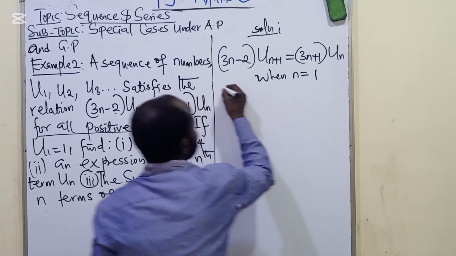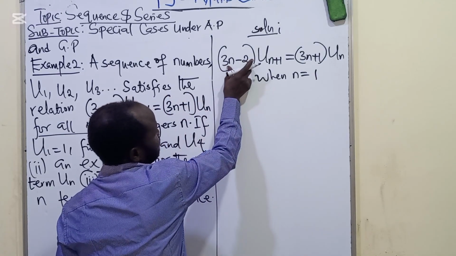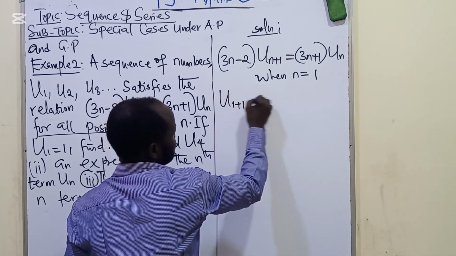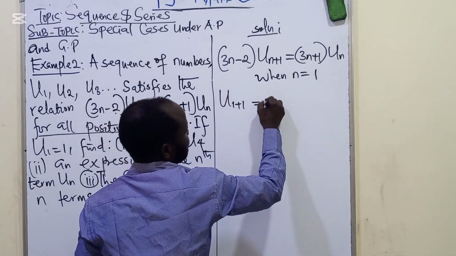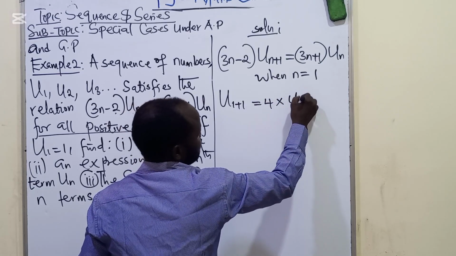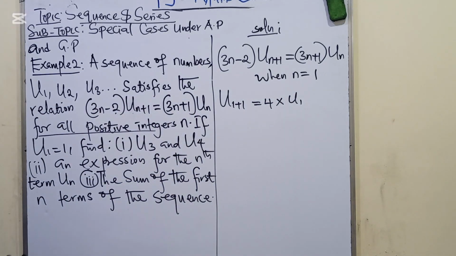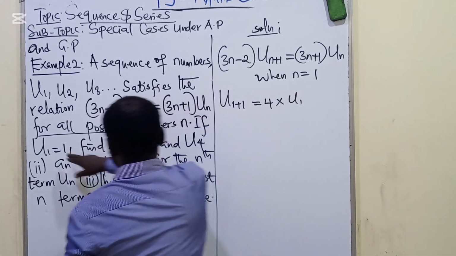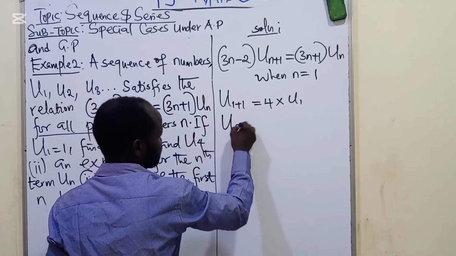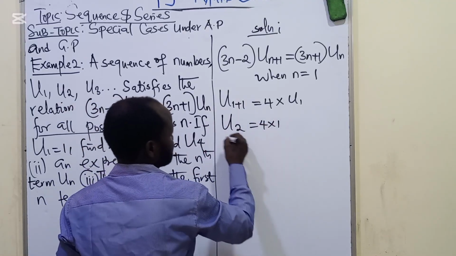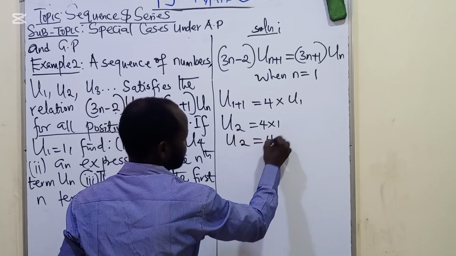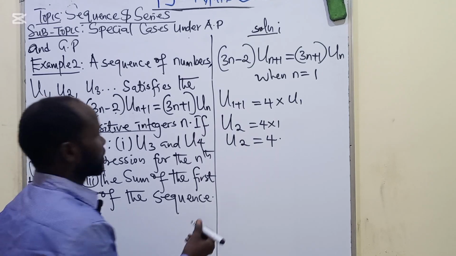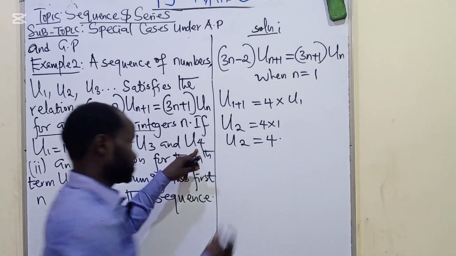When n is 1, we'll have 3 times 1 is 3 minus 2, that's 1, multiplied by u(1 plus 1) equals 3 times 1 is 3 plus 1, that's 4, multiplied by u1. That's the first term now. The first term here is 1, so we can substitute. The second term will be equal to 4 times 1, and that will be the second term, which is nothing but 4. First term is 1, second term is 4. But we are looking for the third term and the fourth term respectively.